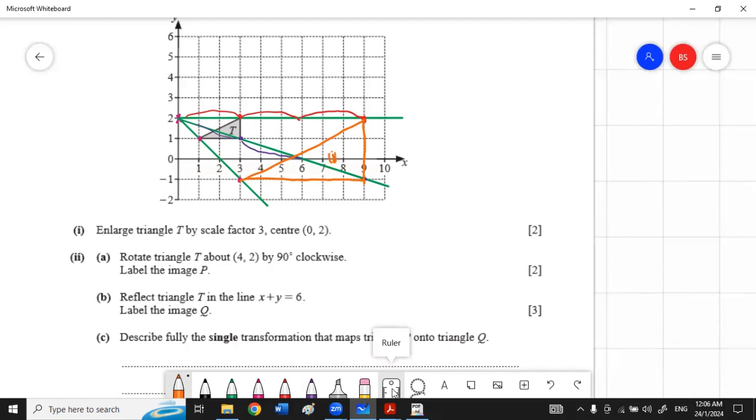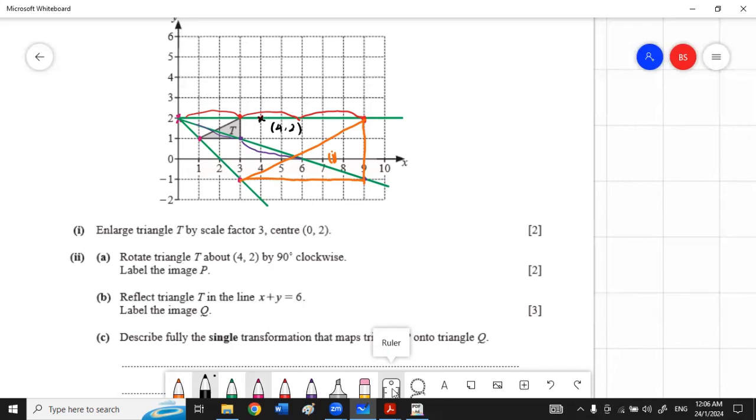This one. Okay, part 2A. Rotate triangle T about (4, 2) by 90 degrees clockwise. (4, 2) is here. This is the center.